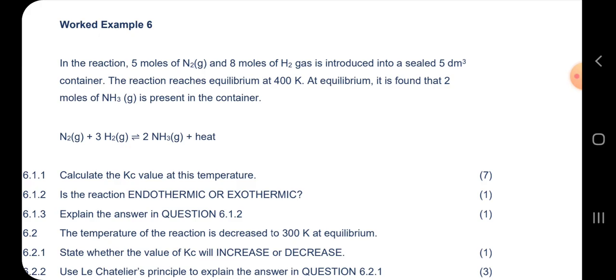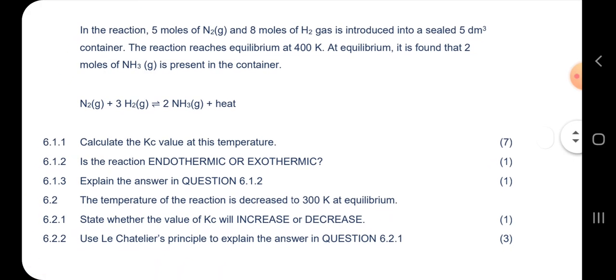The reaction reaches equilibrium at 400 K. At equilibrium, it is found that 2 moles of NH3 gas is present in the container. So we have N2(g) + 3H2(g) ⇌ 2NH3(g) + heat, the reverse reaction being the forward one in reverse. So calculate the Kc value at this temperature.